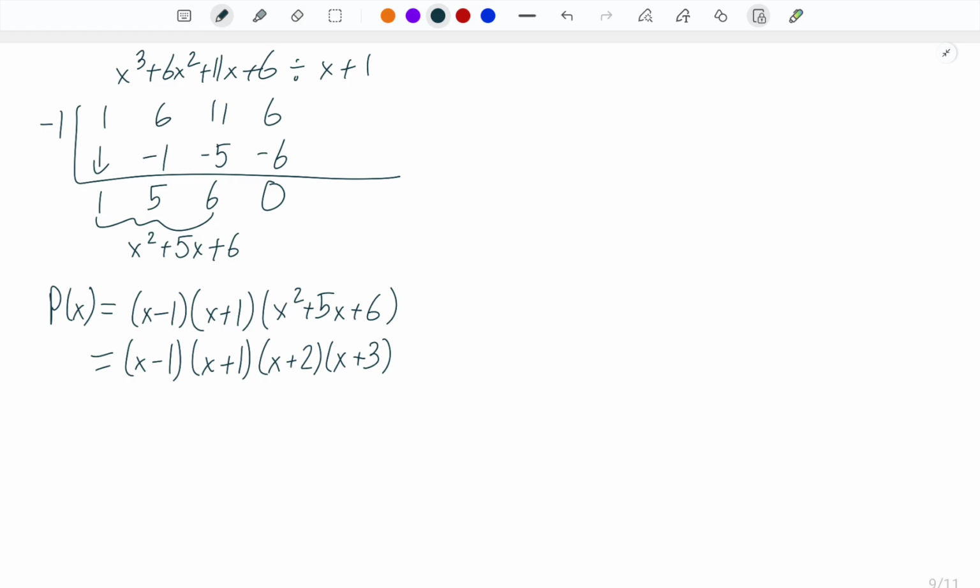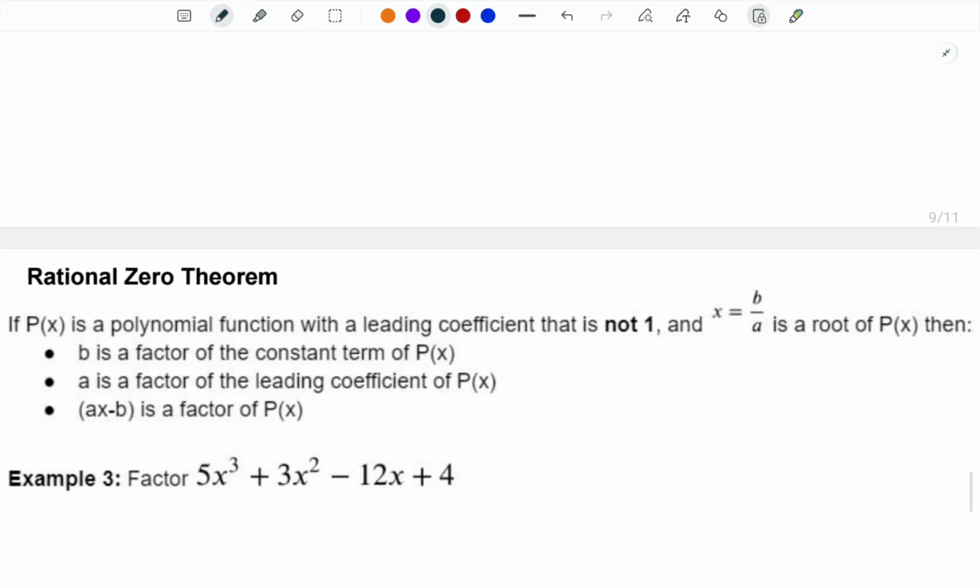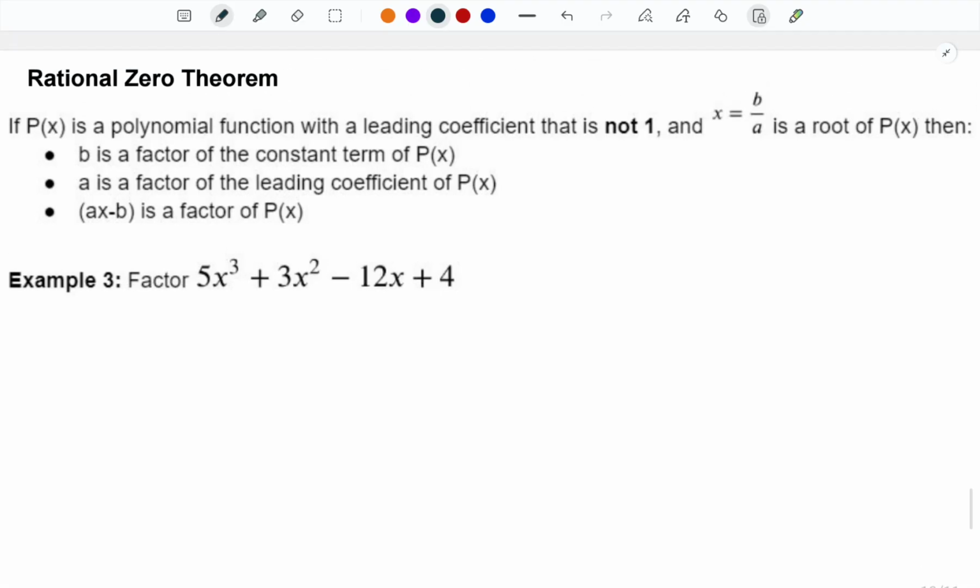So yeah, these kinds of questions, they can sometimes take a little bit of time just because you may have multiple factors to find, multiple divisions as a result to perform. But again, it's an algorithm. So take the time to practice it, and the more you practice it, the better you'll get at this kind of thing.